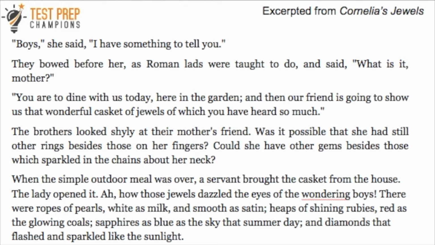The story says, "Boys," she said, "I have something to tell you." They bowed before her, as Roman lads were taught to do, and said, "What is it, mother?" "You are to dine with us today, here in the garden. And then our friend is going to show us that wonderful casket of jewels of which you have heard so much." The brothers looked shyly at their mother's friend. Was it possible that she had still other rings besides those on her fingers? Could she have other gems besides those which sparkled in the chains about her neck?